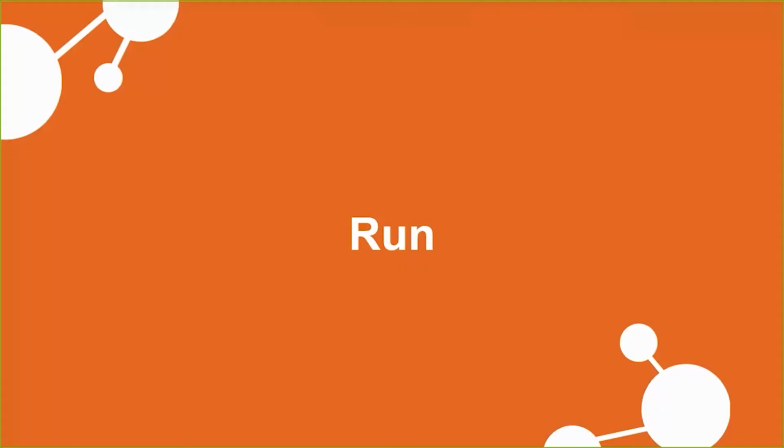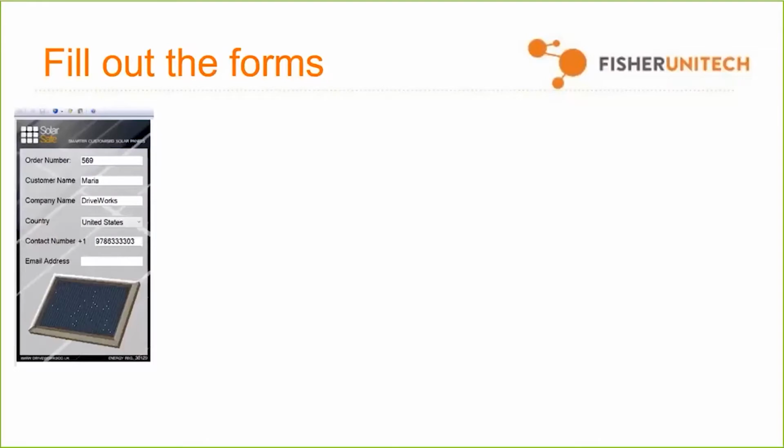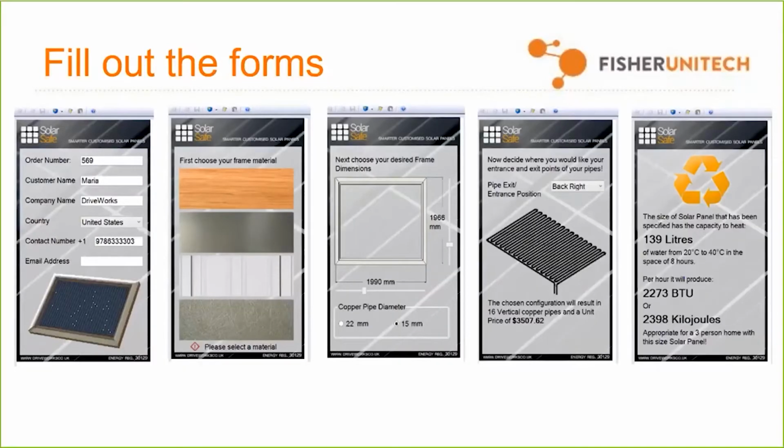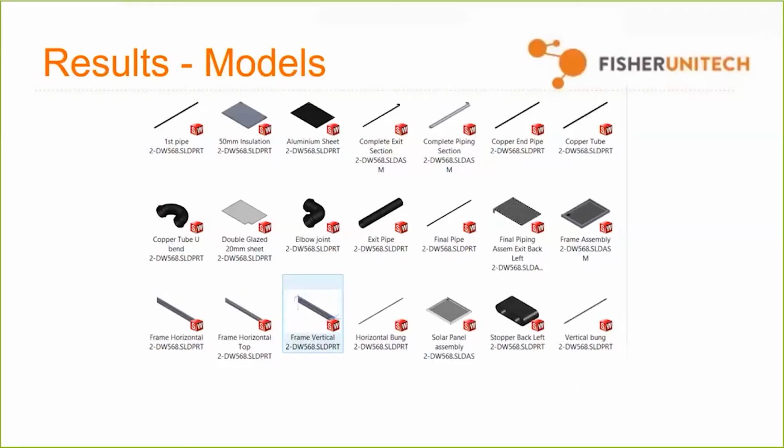Once you've got it set up, the next step is to run it. And then essentially, you're filling out forms. In this case, we're specifying a solar panel. Once those forms have been filled out, the next step is to generate models.